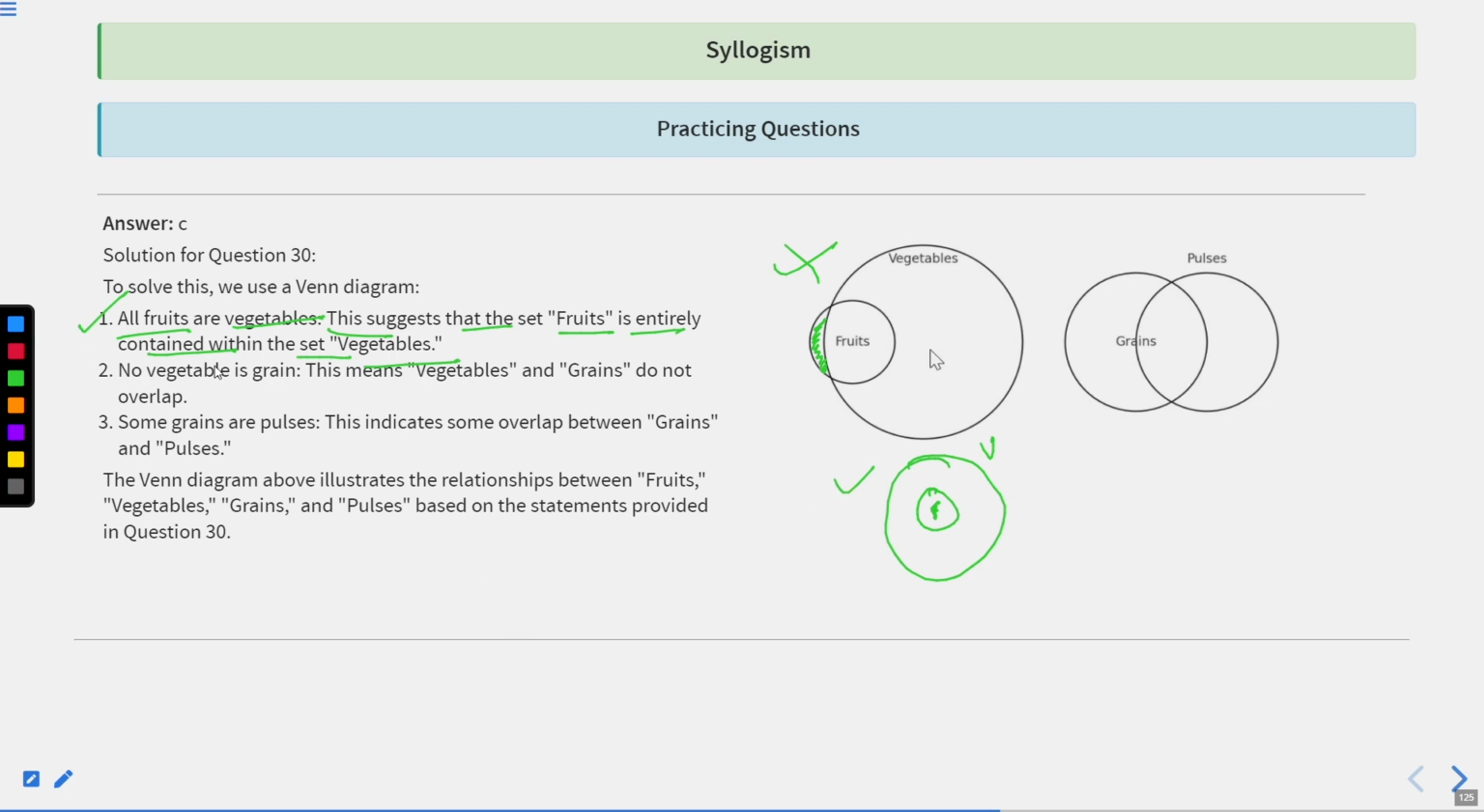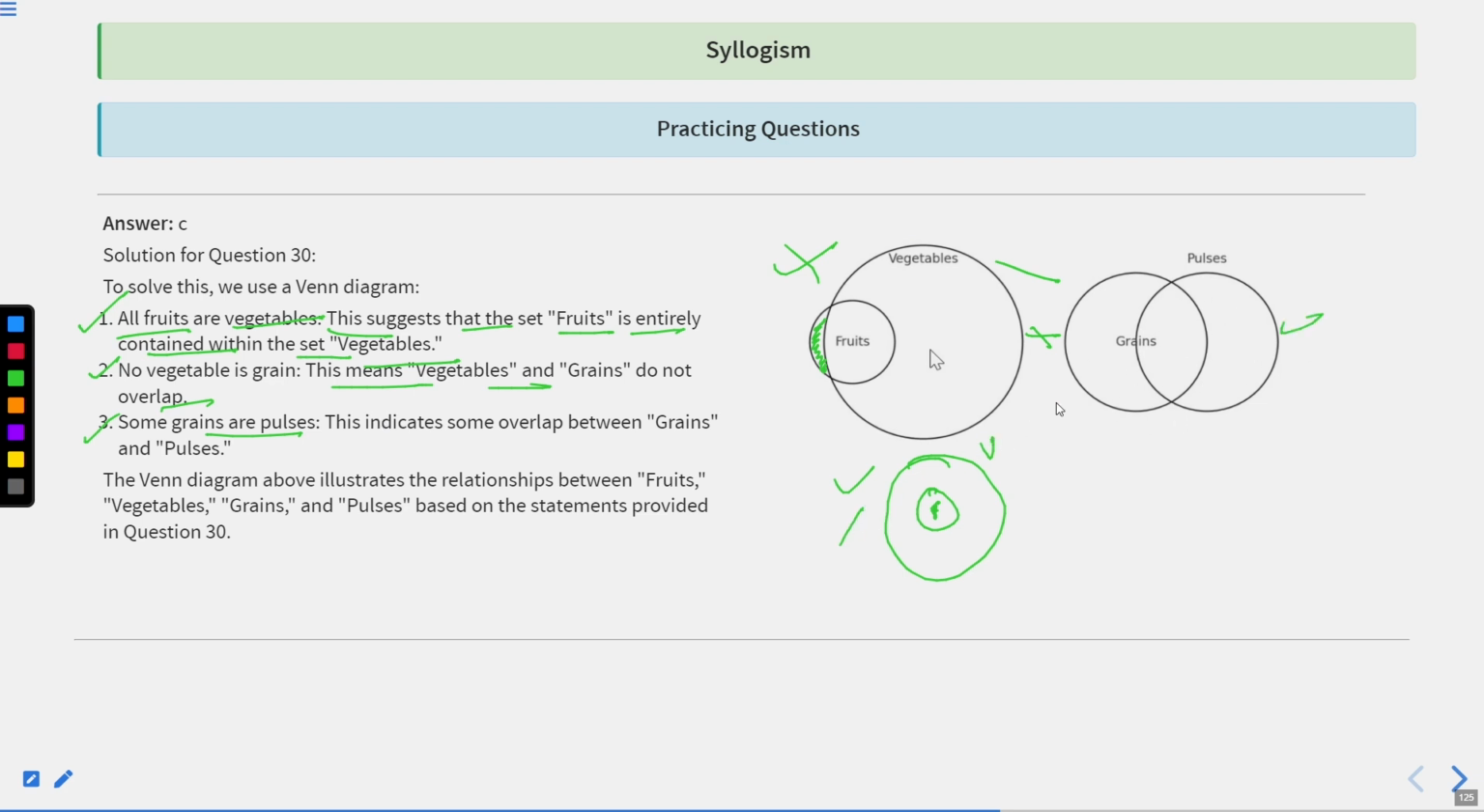Then it is saying that no vegetable is grain. So this pictorial representation is correct. This Venn diagram is correct because there is no overlap between the circle representing vegetables and the circle representing grains. They have a certain gap in between, which clearly mentions that no vegetables are grains or no grains are vegetables. This means vegetables and grains do not overlap. The third statement says some grains are pulses. So some grains are pulses. This is the correct pictorial representation.